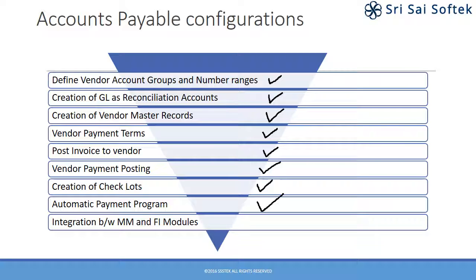Now we have seen configurations for the FI side. But in SAP, as we know, there is a high amount of integration between FI and other modules. The accounts payable integrates highly with the MM module. So we will learn how the module is integrated with FI by creating a purchase order, a goods receipt and an invoice receipt. We will see what is called a three-way match.